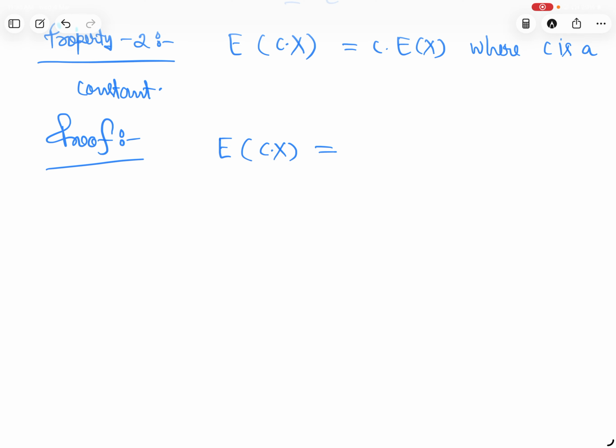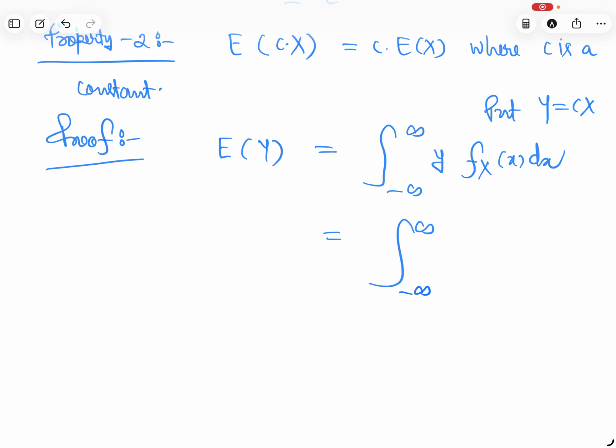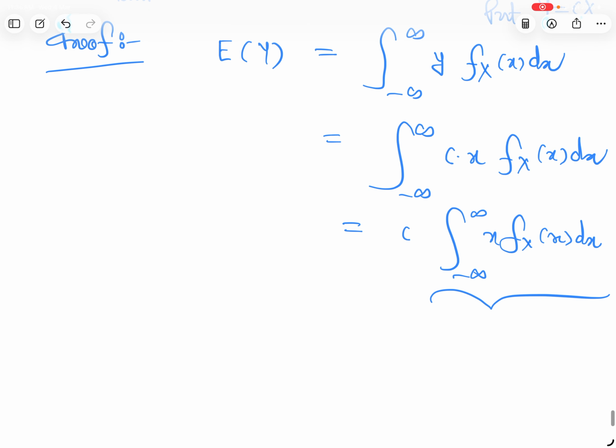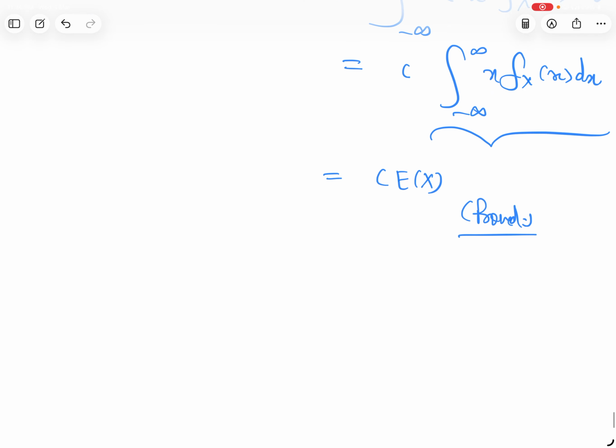So what is this value? Can you tell me? You can put Y is equal to c times X. So actually, I am computing the expectation of Y. So what will be this? Integral from minus infinity to infinity of y, the probability will not change, I already told, so f(x) dx. You put the value of this, c times x. C will come out. So tell me what is this? This is E[X]. So this is proved.